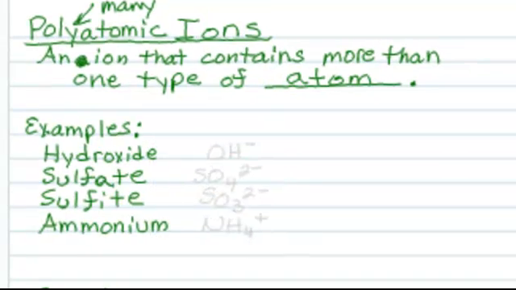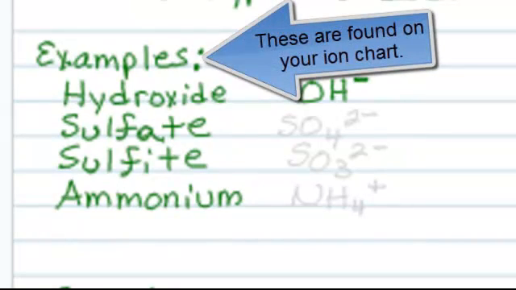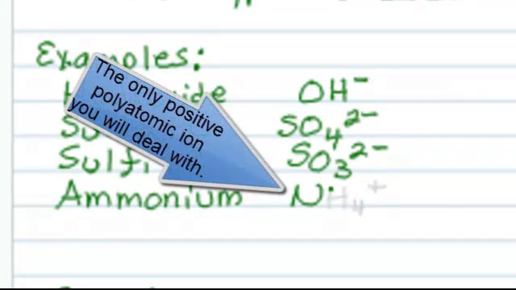So examples of polyatomic ions would be hydroxide, which is OH minus, so it's got oxygen and hydrogen, so 2 atoms. Sulfate, SO4, with a charge of -2. Sulfite, SO3, with a charge of -2. And ammonium, which is actually the only positive polyatomic ion you have to worry about, which is NH4+.